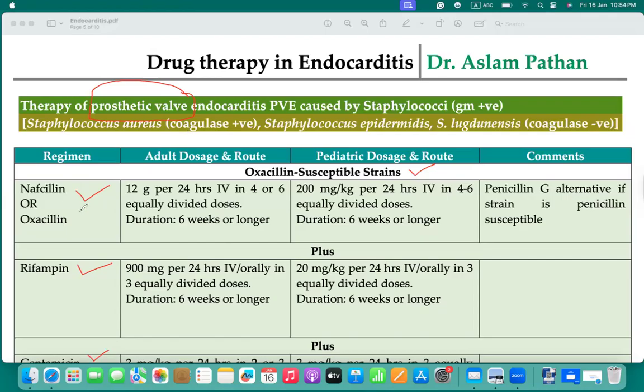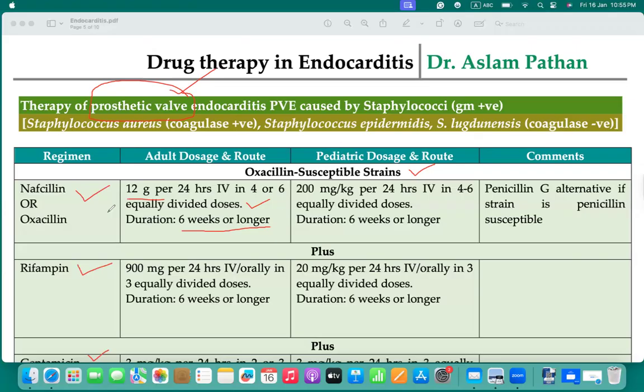Nafcillin and oxacillin, these are the first line drugs, or we can say anti-staphylococcal penicillins, the most commonly used, the first line drug. An adult dose is 12 gram per 24 hours intravenous, in 4 or 6 equally divided doses, and duration of treatment 6 weeks or longer. Now, for prosthetic valve, we need the treatment more than 6 weeks and longer.